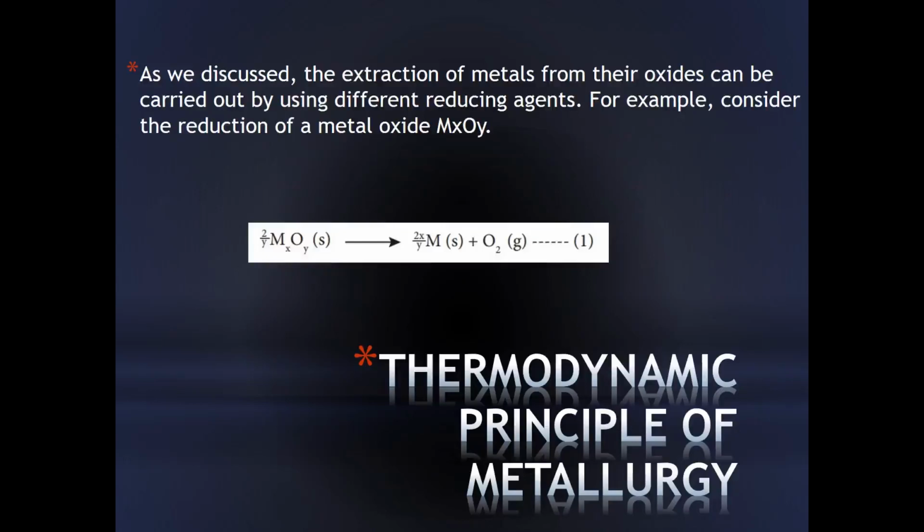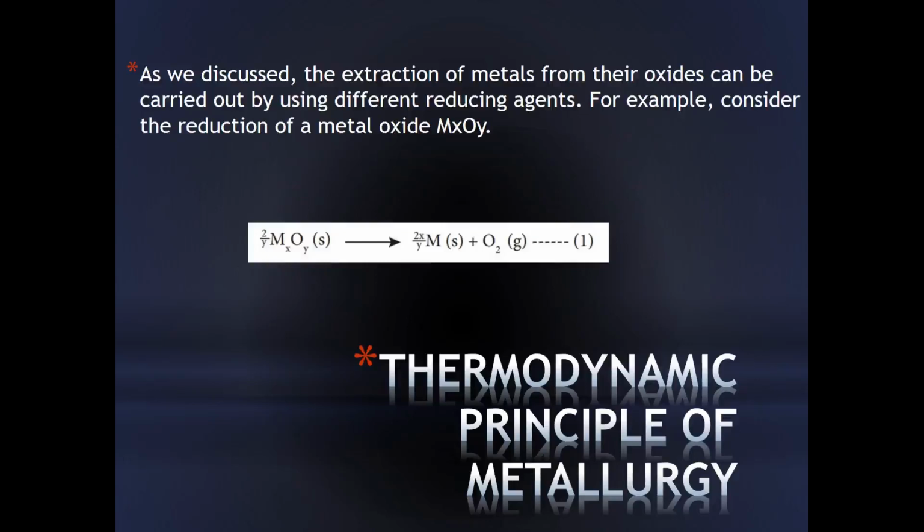See page number 10, how the reduction is carried out with carbon. Here, carbon is taken as a reducing agent, which is oxidized to carbon dioxide: carbon plus O2 gives CO2. Now, we are taking carbon monoxide as a reducing agent: 2CO plus O2 gives 2CO2. So, based upon the choice of reducing agent, these thermodynamic considerations are taken.